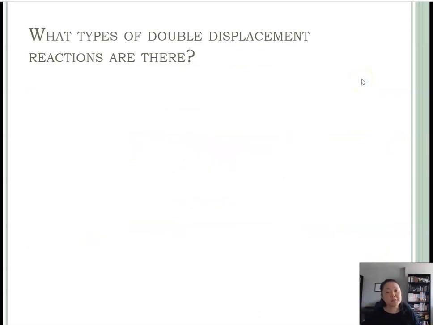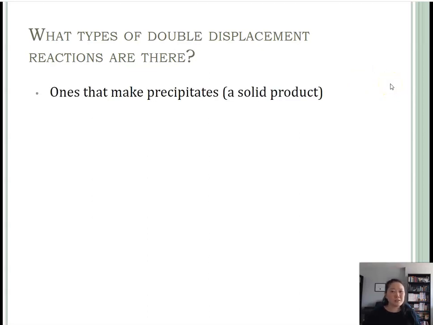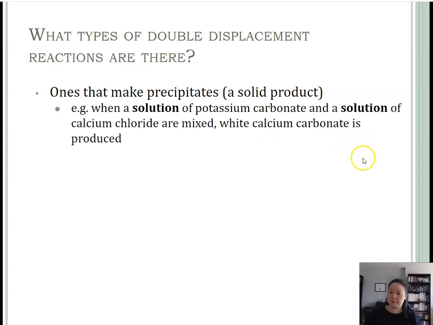Now, like the single displacement reactions, you can also have different situations where a double displacement reaction can happen. In this particular case, the fact that it's always two ionic compounds is not going to change. Your reactants are always two ionic compounds. However, it's the products that are usually going to be a little bit different. So one example is when a precipitate is made. So you get a solid product being made.